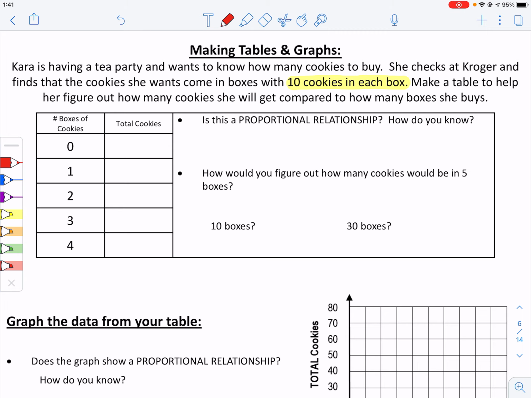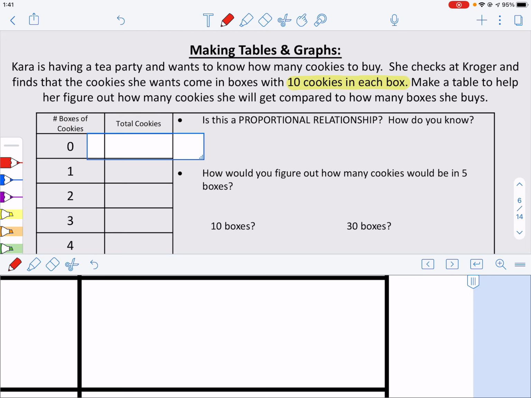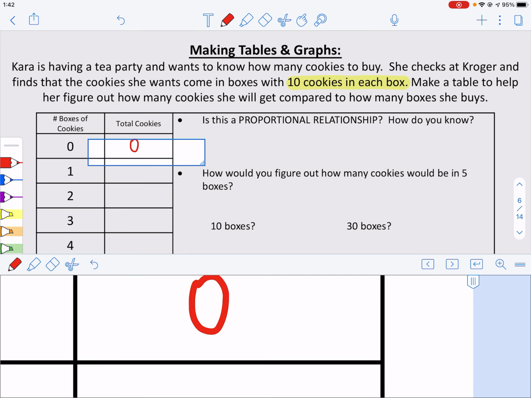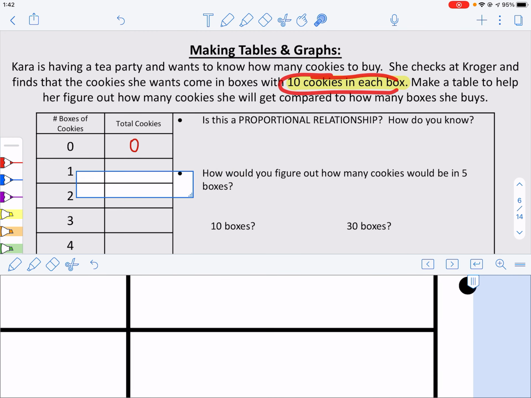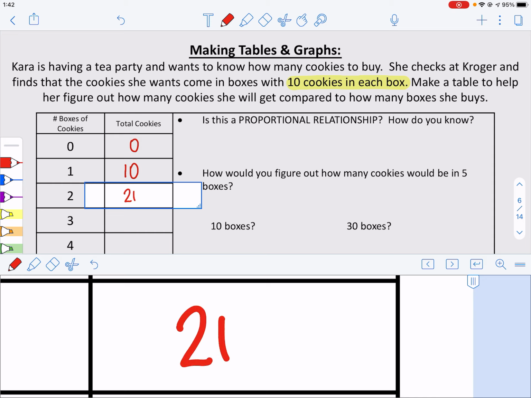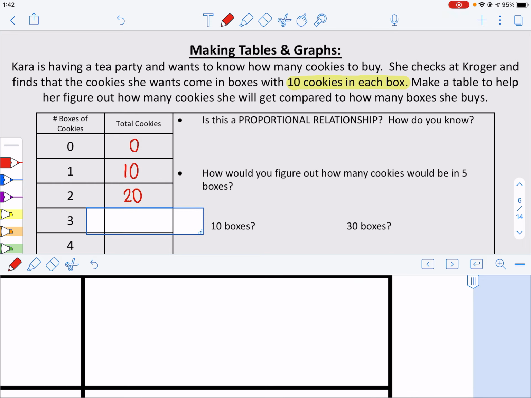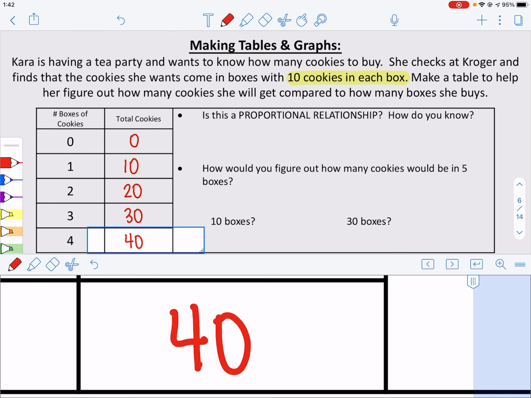Okay, so we know that there are 10 cookies in each box. Let's think about this and fill out our table. If she doesn't buy any boxes of cookies at all, she's going to have 0 cookies total. There's 10 cookies in each box, so if she buys 1 box, she's going to have 10 cookies. If she buys 2 boxes, she's now got 20 cookies. 3 boxes is going to give her 30 cookies, and 4 boxes will give her 40 cookies.